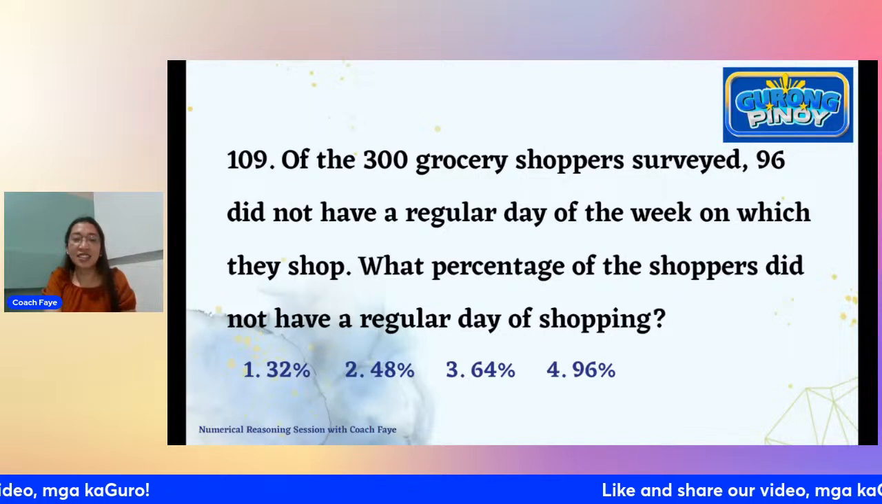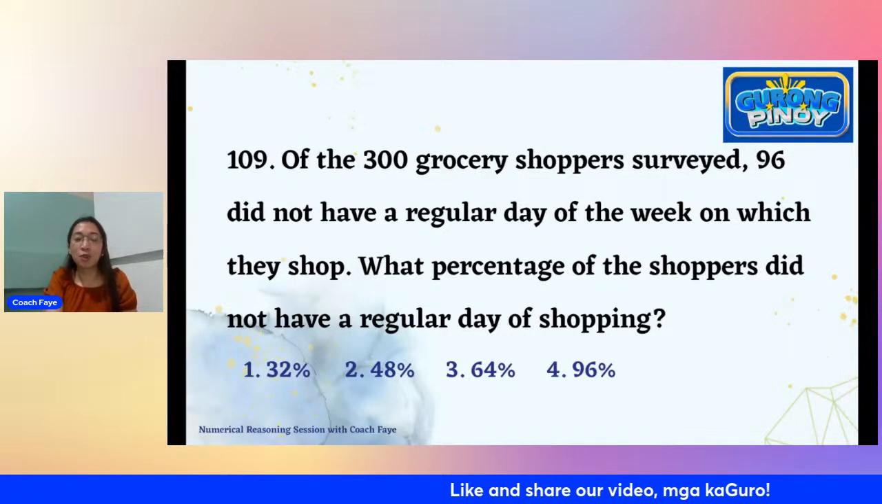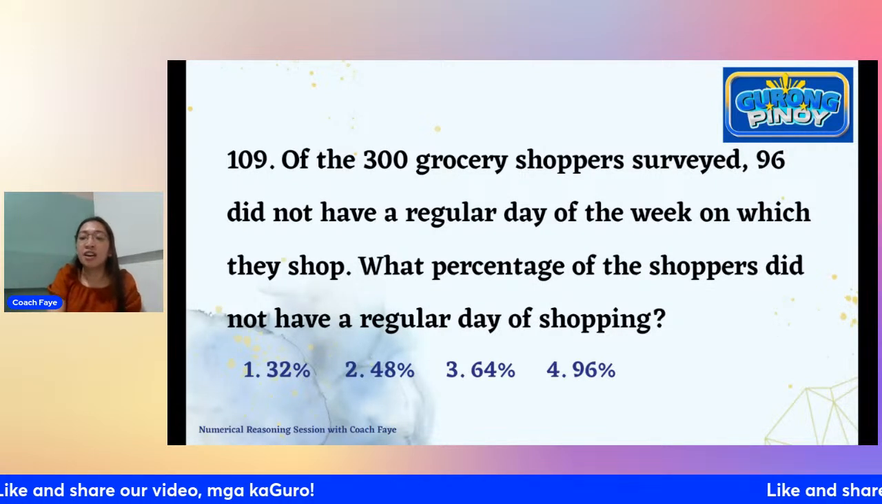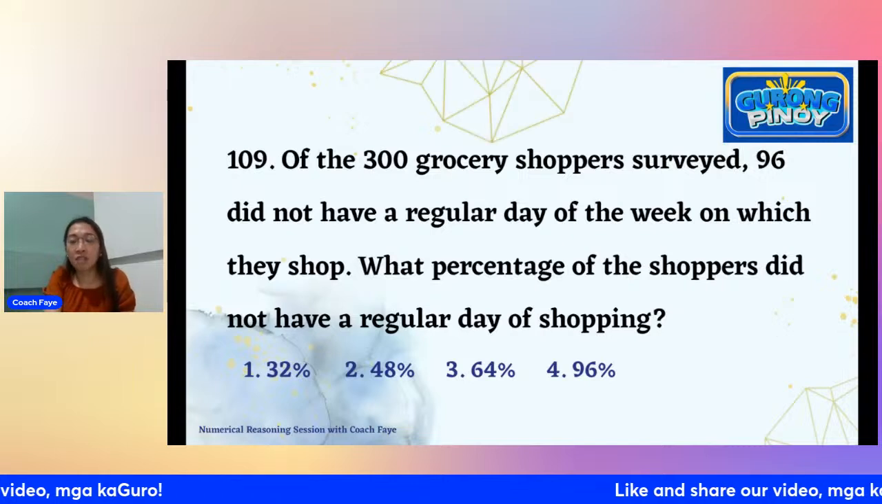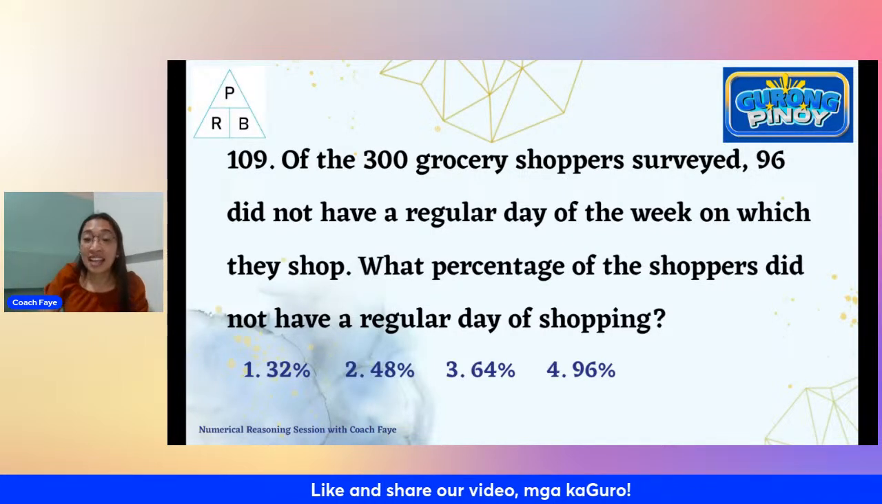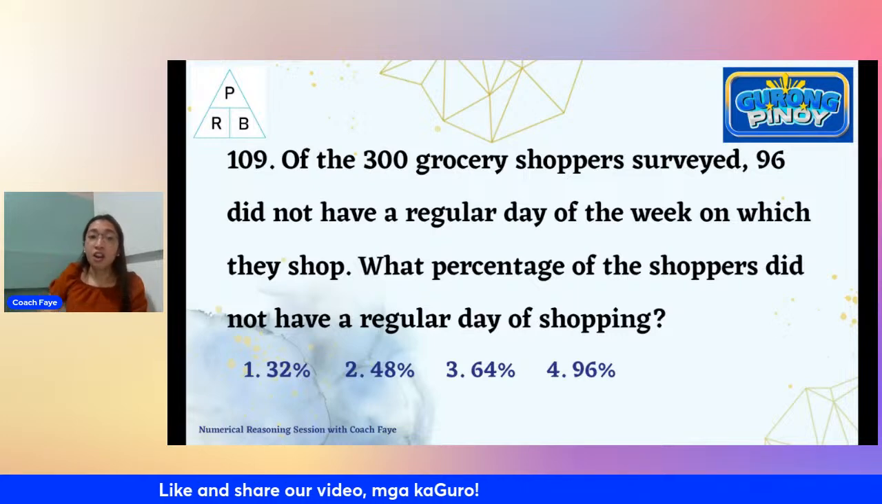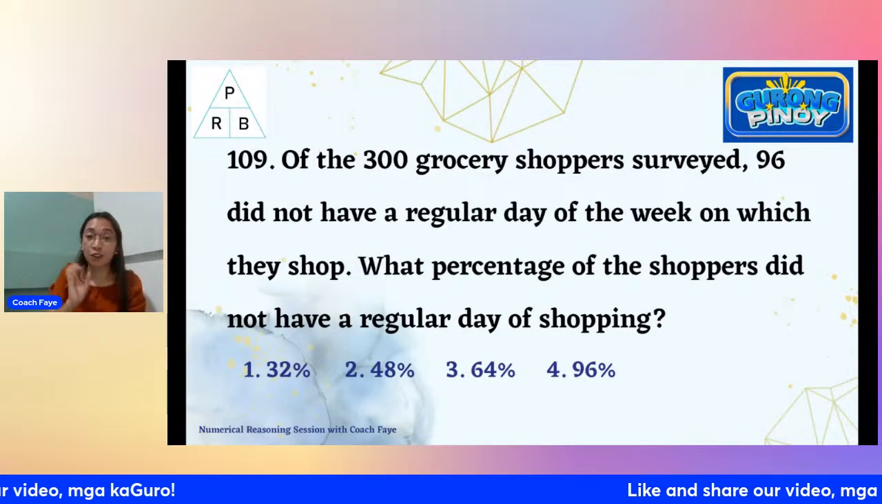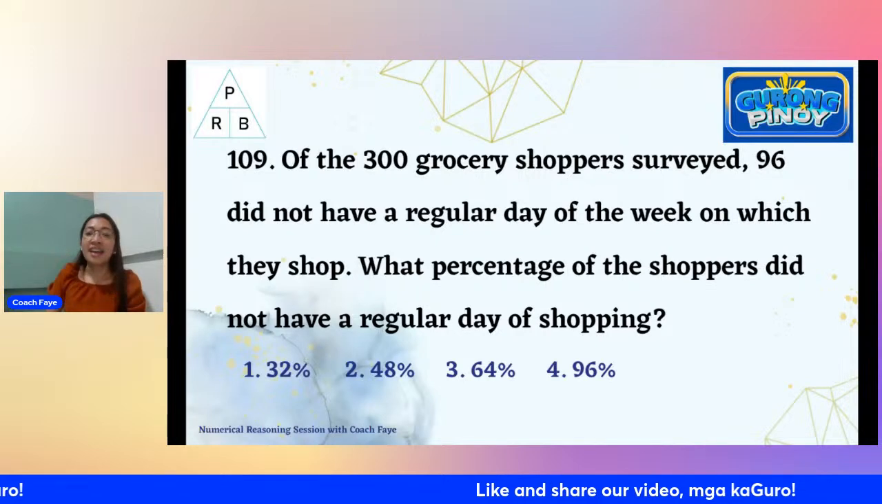Ayan. So now let's take a look at item number 109. I think most of you are answering already. Of the 300 grocery shoppers, 96 did not have a regular day of the week. So once again, this is a type of problem that involves percentage, base, and rate. So ano lang yung titingnan natin na items dito? Of the 300 grocery shoppers, so yun na yung base natin. Yun na yung main basis natin. 96 did not have regular day of the week.